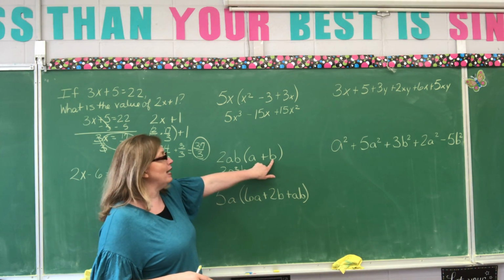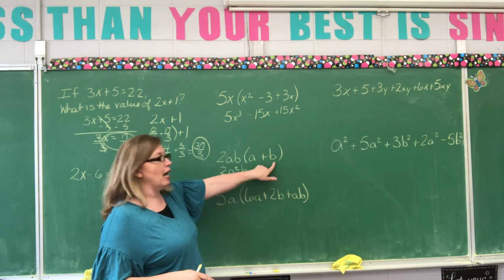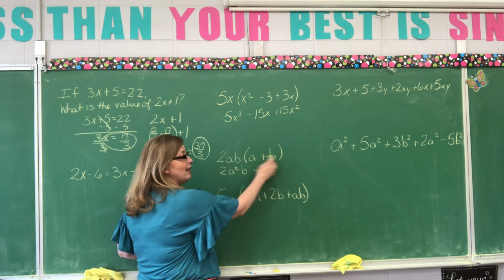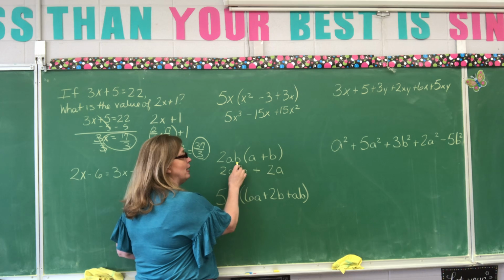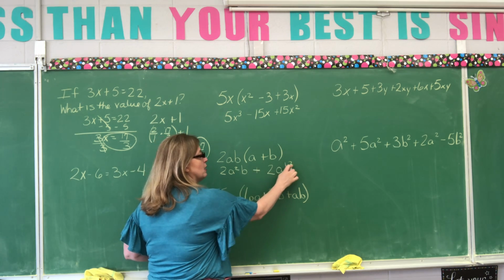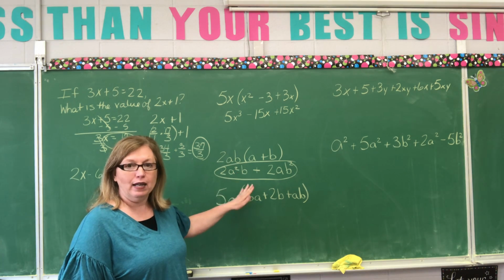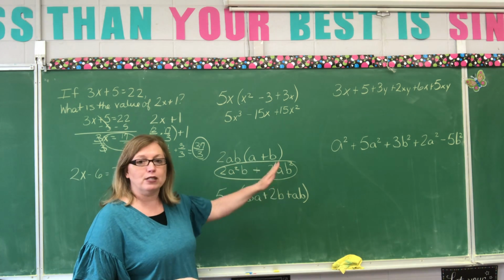So now I'm going to say 2ab times b. So 2 times the exponent of 1 is 2. A, there's nothing to multiply it by. B times b gives me b squared. So my answer is 2a squared b plus 2ab squared.